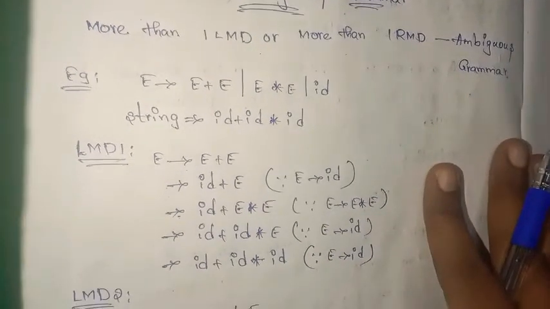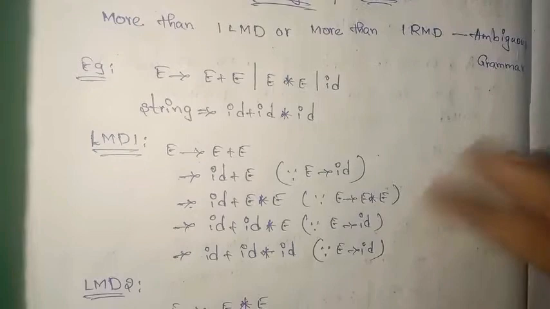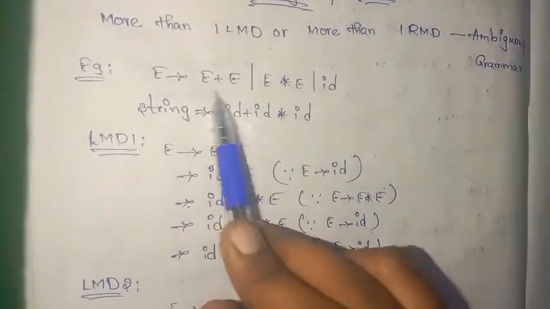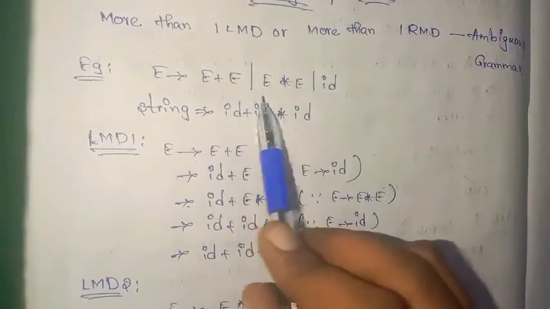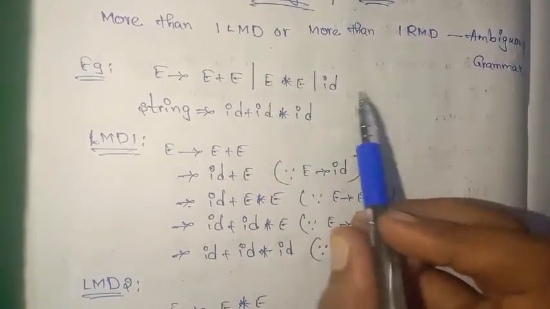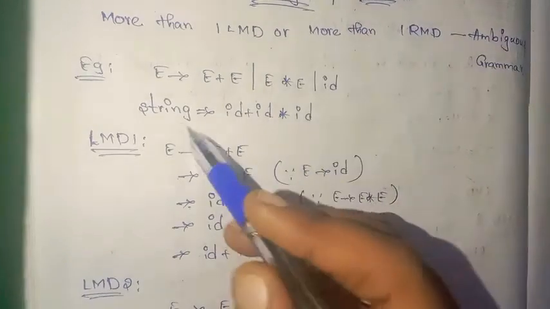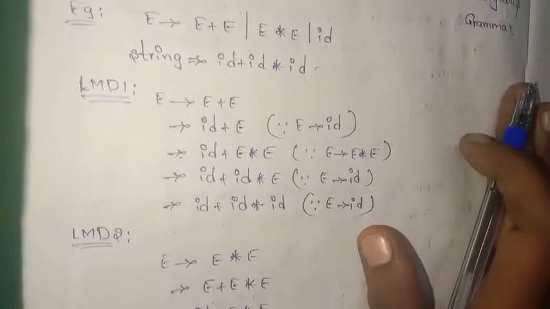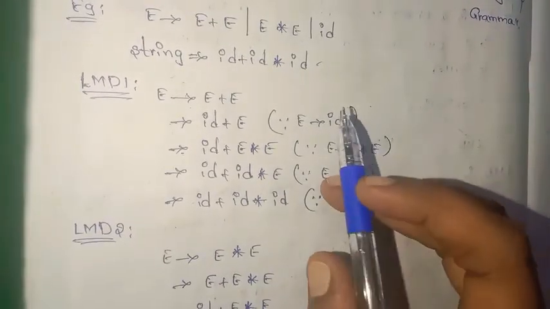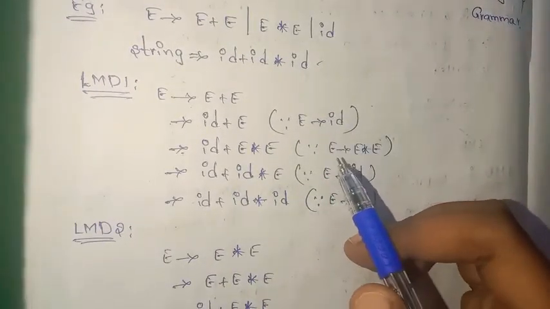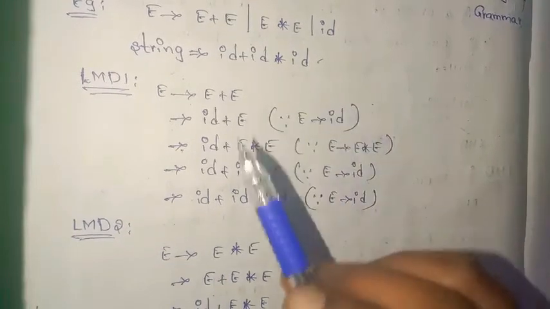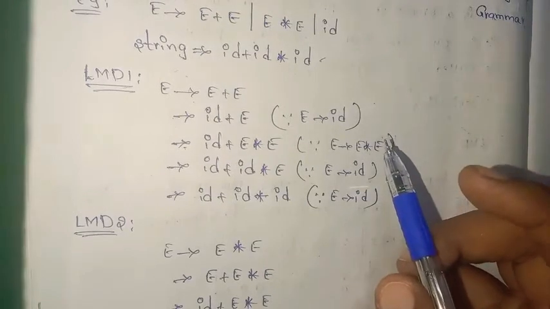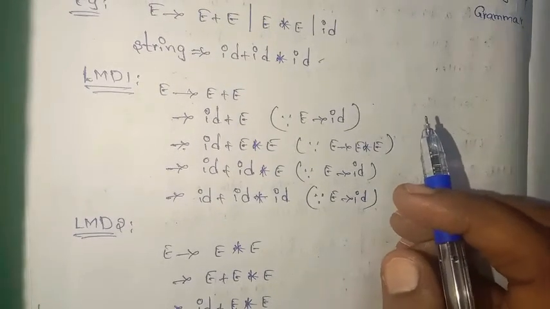Let us see how to construct the ambiguous grammar. For example, here I took E with productions E plus E, E into E, or ID. Then we need to construct the string ID plus ID into ID. So first of all, check for the LMD. Here we need to have more than one LMD, that means more than one leftmost derivation. If we have more than one leftmost derivation, then it is known as ambiguous grammar.